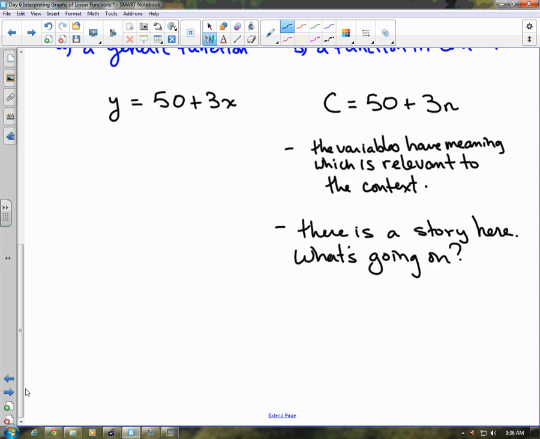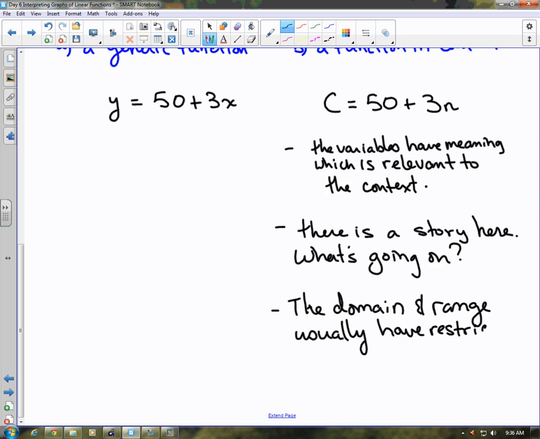And then in terms of context, there's one last thing that we're going to write down here, and that is that the domain and range usually have restrictions that the generic function doesn't have. The domain and range usually have restrictions that the generic function doesn't have.